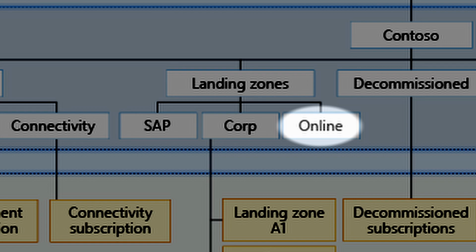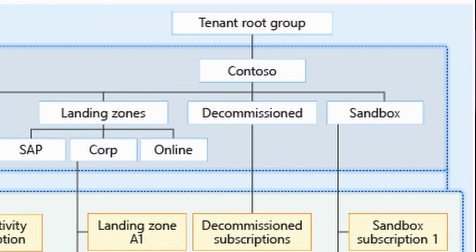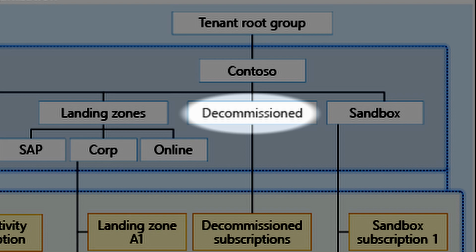For example, any solution that would live in its own little silo, or any solution that doesn't need a VNet at all. And that leaves us with the decommissioned and sandbox. Decommissioned is pretty self-explanatory. It's where you'd put any decommissioned subscriptions that are ready for deletion.